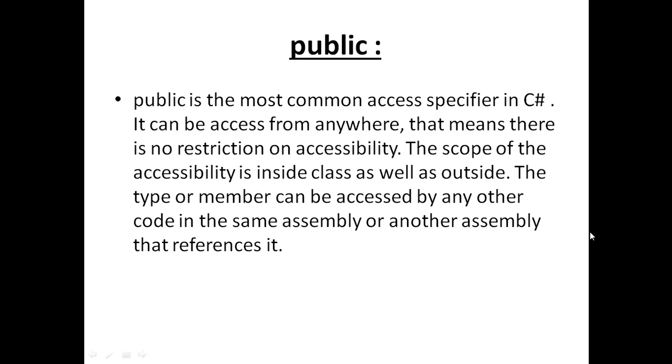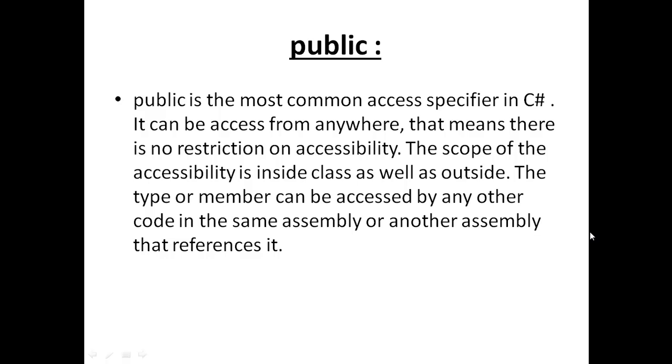First, the public. Public is the most common access specifier in C# programming language. It can be accessed from anywhere. That means there is no restriction on accessibility. The scope of the accessibility is inside the class as well as outside.